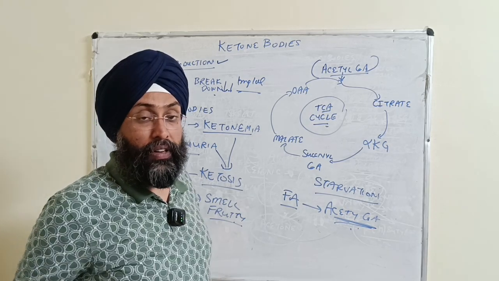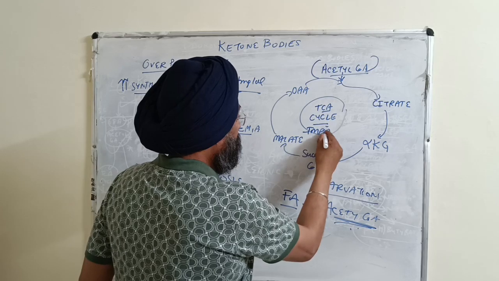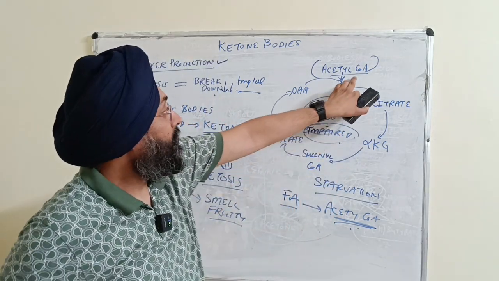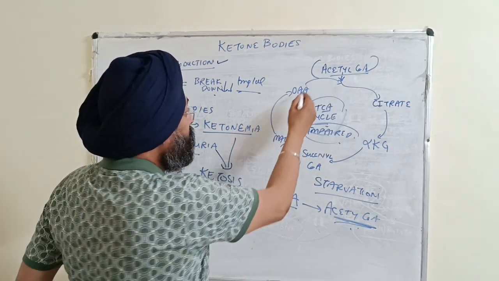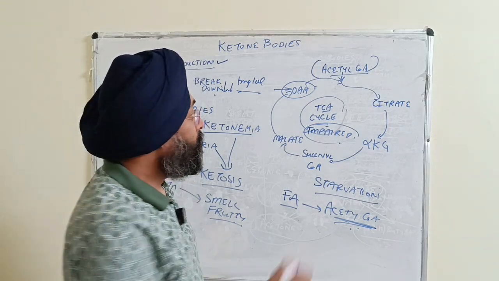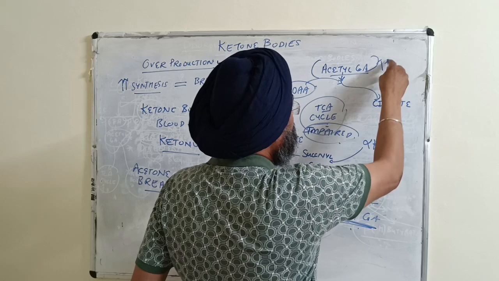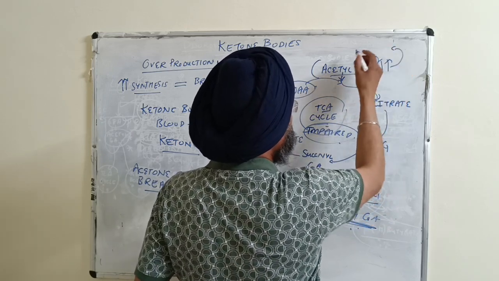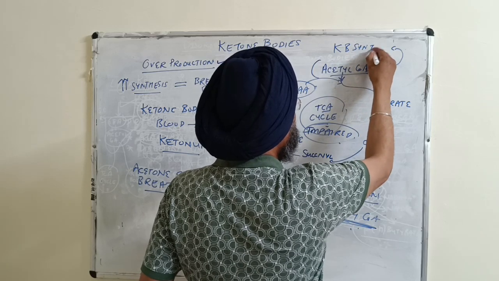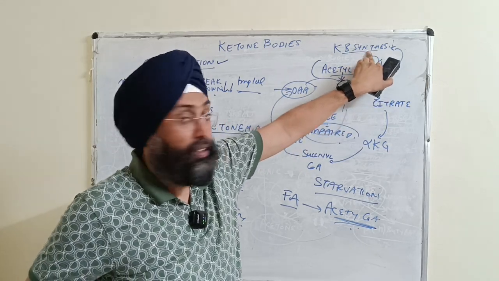And during starvation, what happens is that this TCA cycle is impaired. Why impaired? Because the acetyl CoA levels are increased, but there is no sufficient level of oxaloacetate to run the cycle properly, right? So this acetyl CoA is not further utilized and its levels further increase, and it is diverted for ketone body synthesis, right? Because acetyl CoA is the precursor for synthesis of ketone bodies, right?